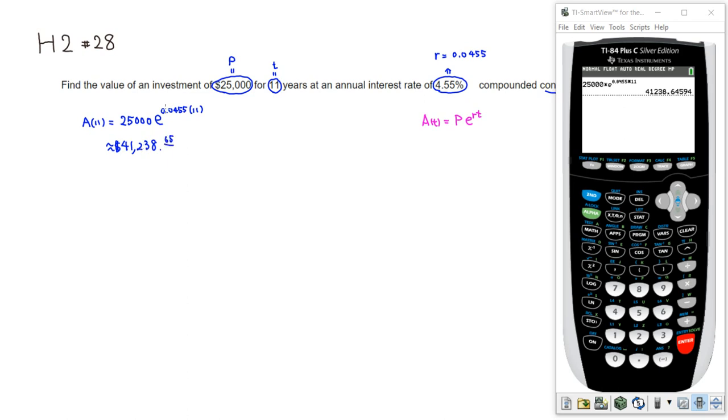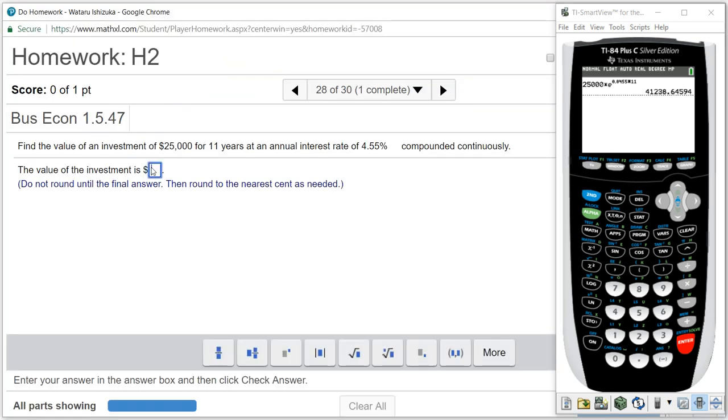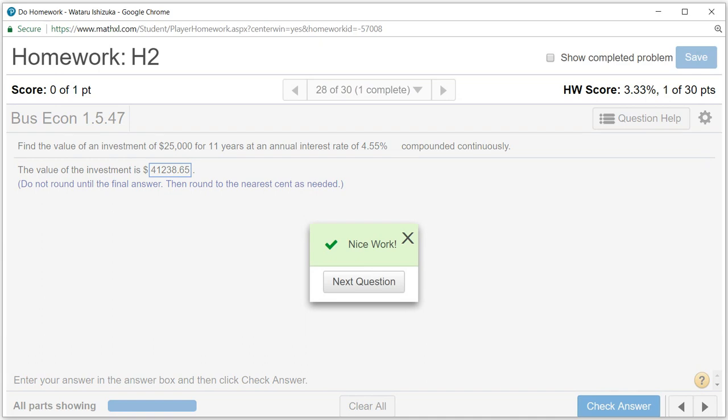All right, so let's type it in. We got $41,238.65. So let's check the answer. All right, we got that.